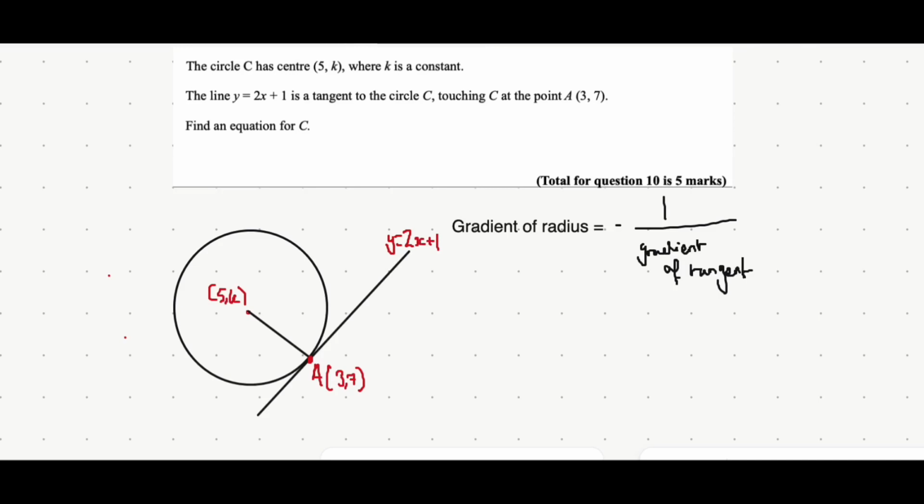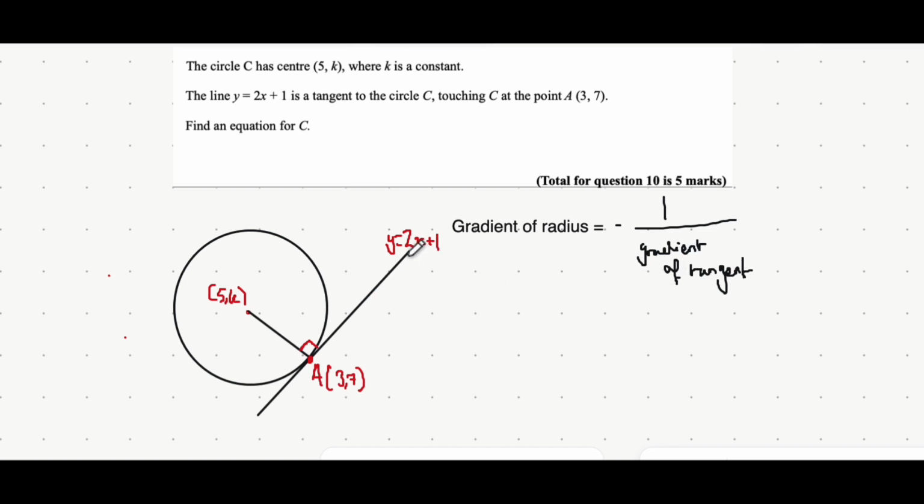So this is a specific type of question where you use the fact that the gradient of the radius is minus 1 over the gradient of the tangent, like I've written here. The reason for that is because the tangent to a circle meets the circle at one point, and we know that a radius meets a tangent at 90 degrees due to that circle theorem. And so these two lines are perpendicular to each other, which is why the gradient of one is minus 1 over the gradient of the other.